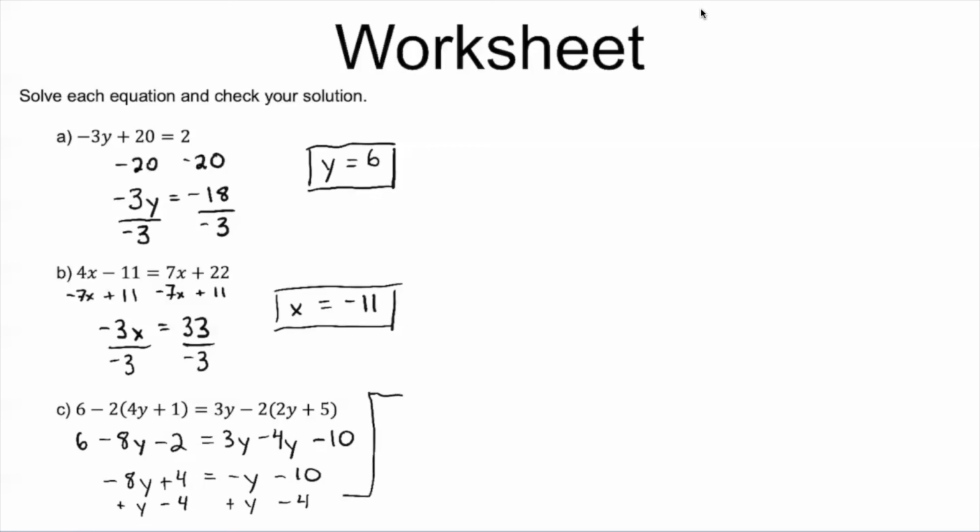Bringing us up over here. I've got negative 8y plus y, leaving me with negative 7y. The 4 is gone. And I've got negative 10 on the right-hand side, minus another 4, leaving me with negative 14. Divide both sides by negative 7, leaving you with y being equal to 2.